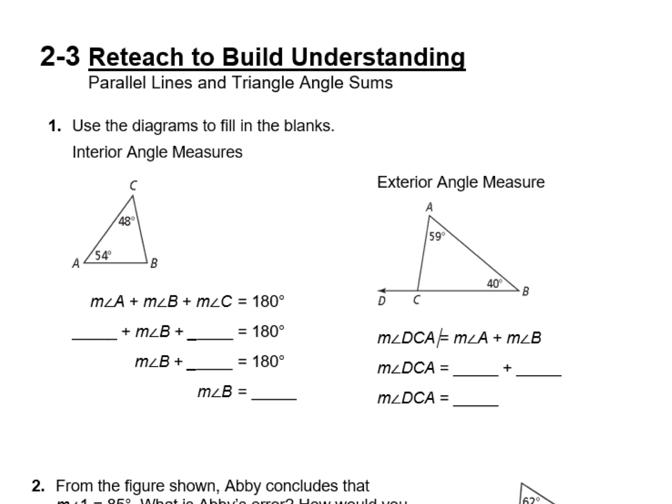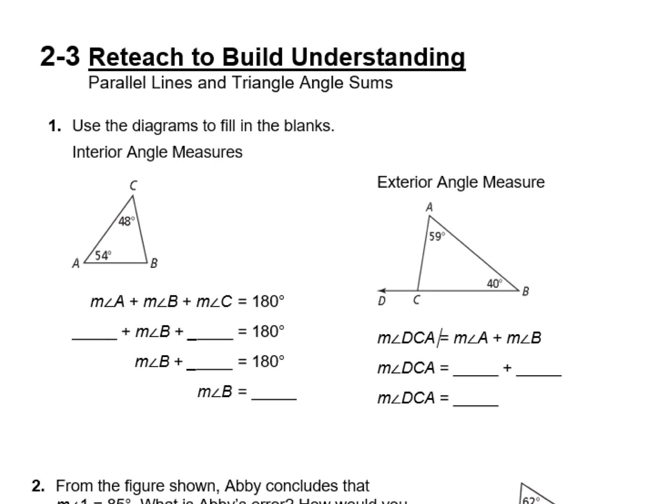Let's take a look at our 2-3 lesson. This was on parallel lines and triangle angle sums. So we have a triangle. We'll use the diagrams to fill in the blanks. This one's on interior angle measures. We have triangle ABC. So in this lesson, we learned that the measure of angle A plus the measure of angle B plus the measure of angle C equals 180 degrees.